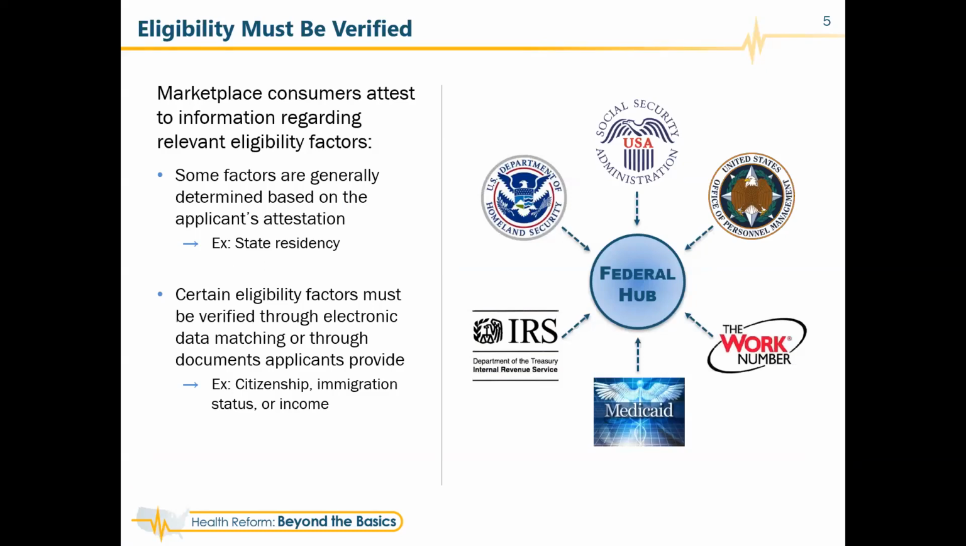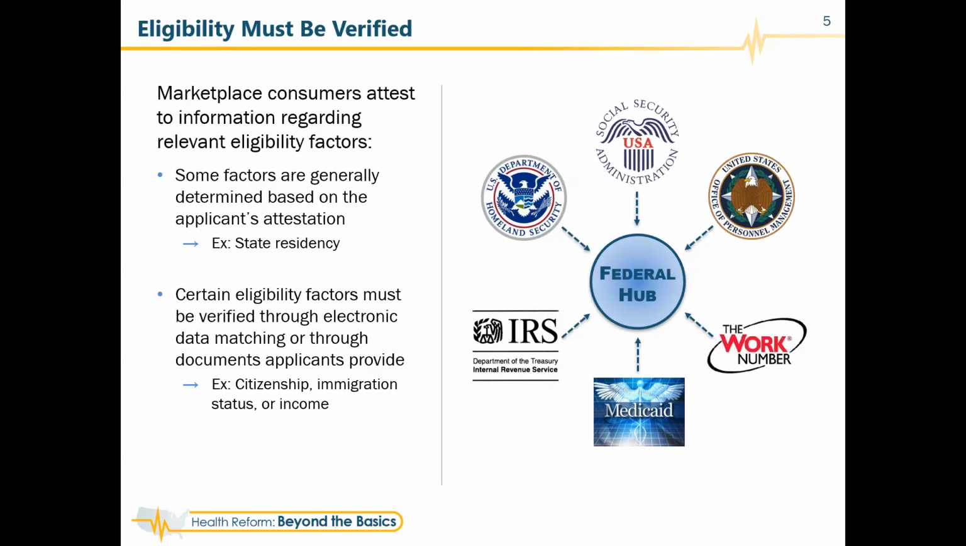When people complete the application for health insurance affordability programs, they are instructed to provide truthful information, and they're also told about the consequences of not providing truthful information about themselves and their circumstances in the application. Some eligibility factors, for example state residency, can be determined based on attestation alone, and other factors such as citizenship and income must be verified. The marketplace is set up to try to verify as many factors as possible through electronic data matching with key trusted sources. This happens through what we refer to as the Federal Data Services Hub.